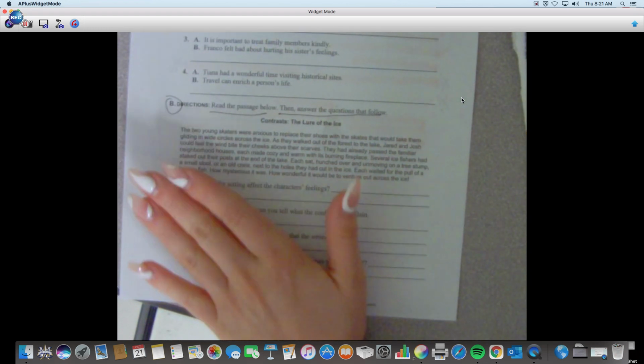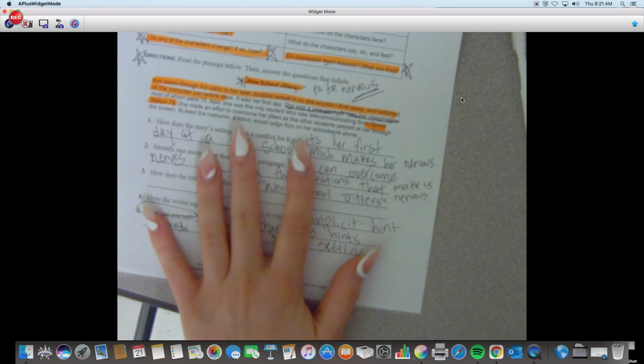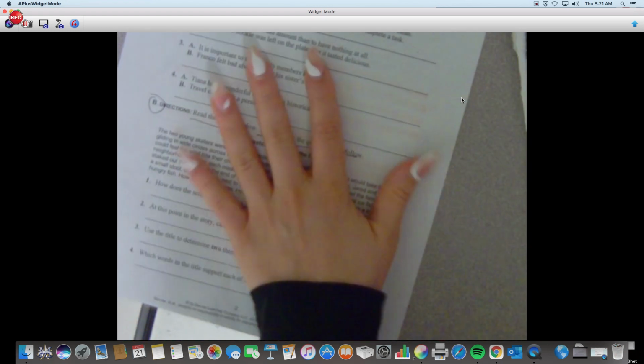So this part right here, I actually kind of broke down how to do it with this story, okay? So that's what you're doing on your own, everybody. Good luck.